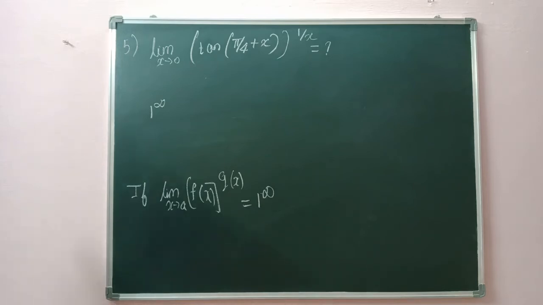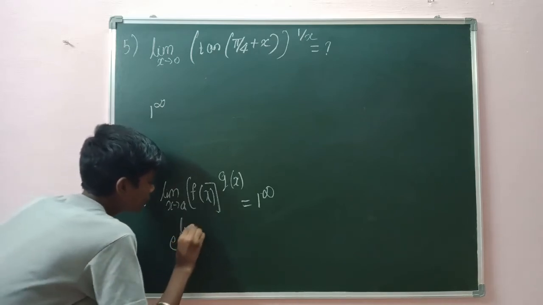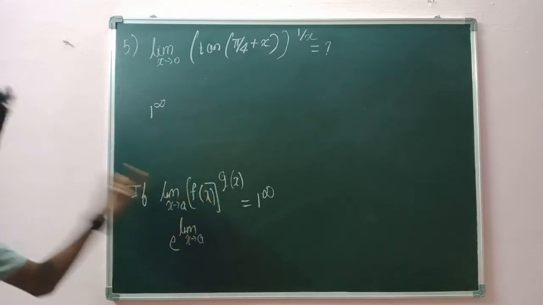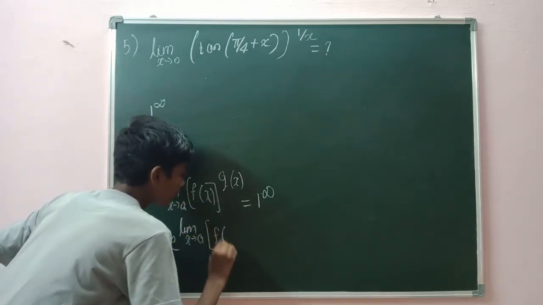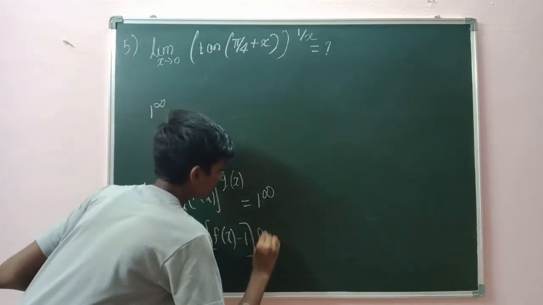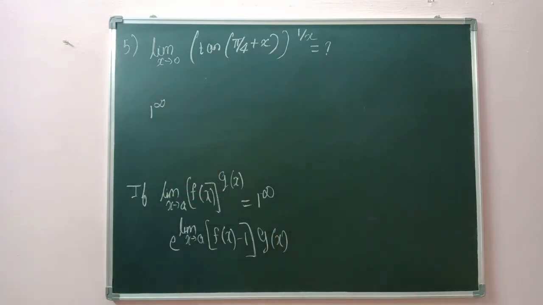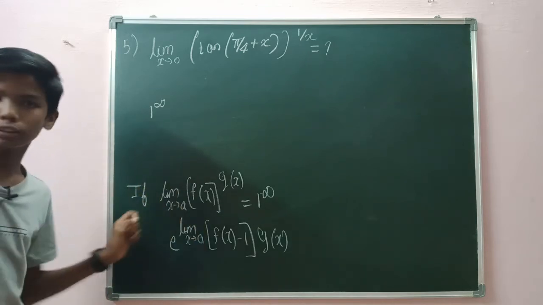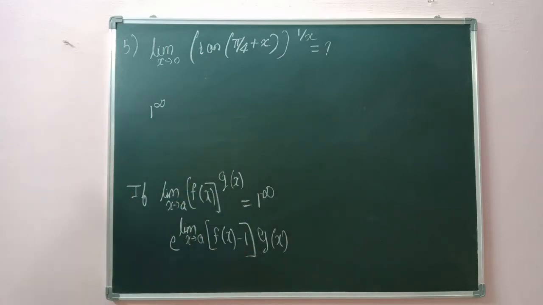And the technique to break this down is, I can write the same limit as e power limit of x tends to a of base minus 1. You need to subtract 1 from the base, so you get f of x minus 1, into the power. This is the technique to break down your 1 power infinity form. Just put e power limit of x tends to the same value of base minus 1 times power.